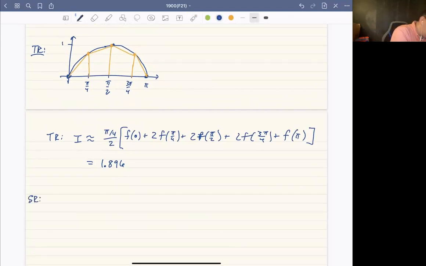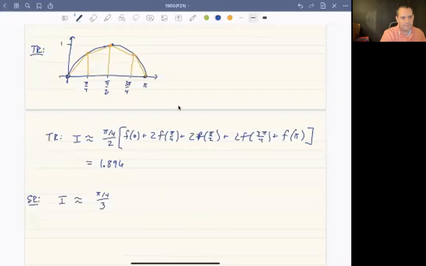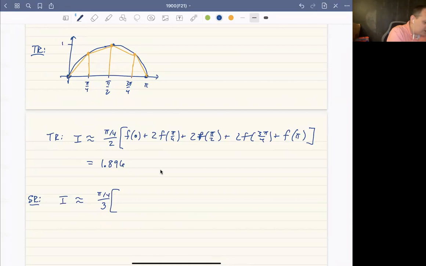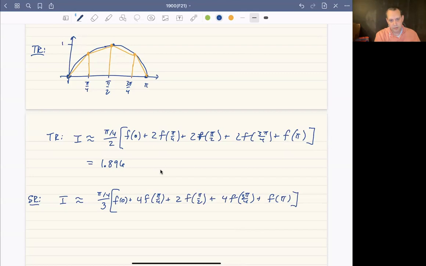So Simpson's rule, we're going to get that our integral is going to be the width over 3, so pi over 4 all over 3, times, here we have 4 pieces. We're going to have f of 0 plus 4 times f of pi over 4 plus 2 times f of pi over 2 plus 4 times f of 3 pi over 4 plus f of pi. Okay, so we get that 1, 4, 2, 4, 1 pattern that we were talking about. And this is going to be equal to pi over 12 times the following.